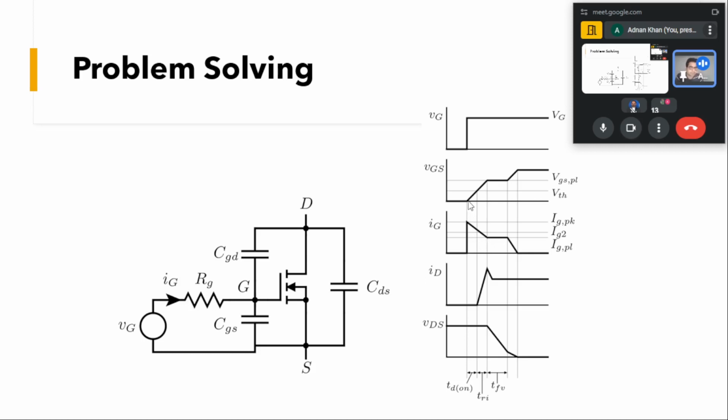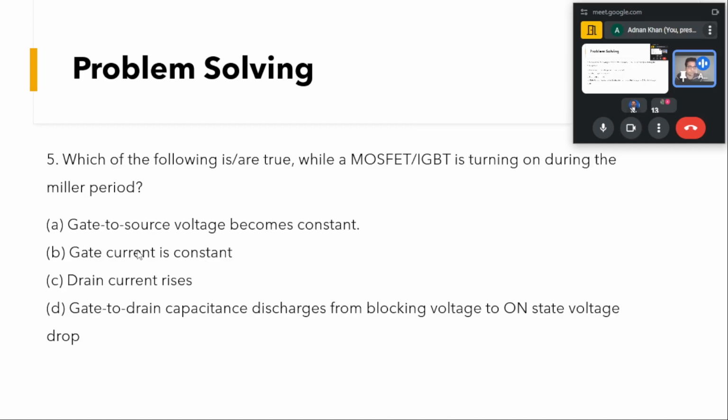As you had seen initially, VGS was increasing while VG was constant, and this was causing our IG to decrease. But as soon as VGS becomes constant, and VG is already constant, that is during this Miller plateau, IG will be constant. So the second option is also true.